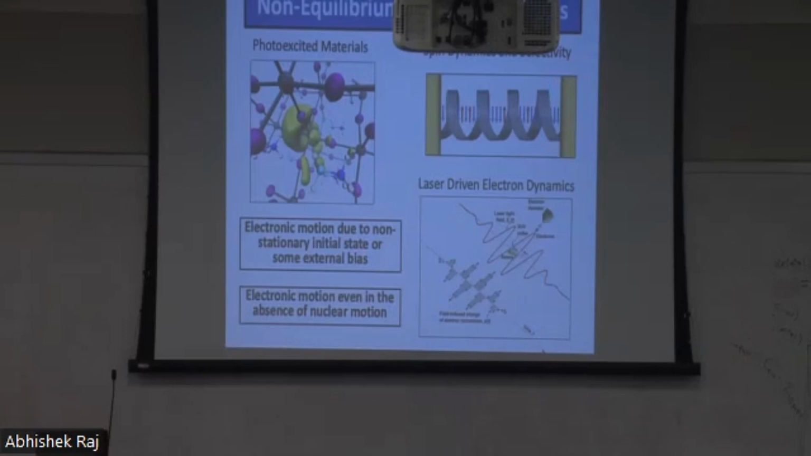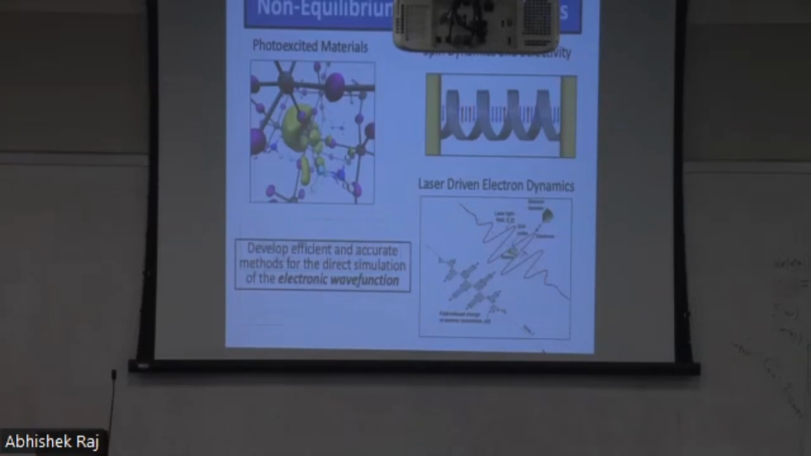So with that in mind, what are we doing? We're developing efficient and accurate methods for the direct simulation of the electronic wave function. This is my quantity of interest in all of these cases: we're just trying to solve the time-dependent Schrodinger equation. Both parts of this talk are getting at this in different contexts.